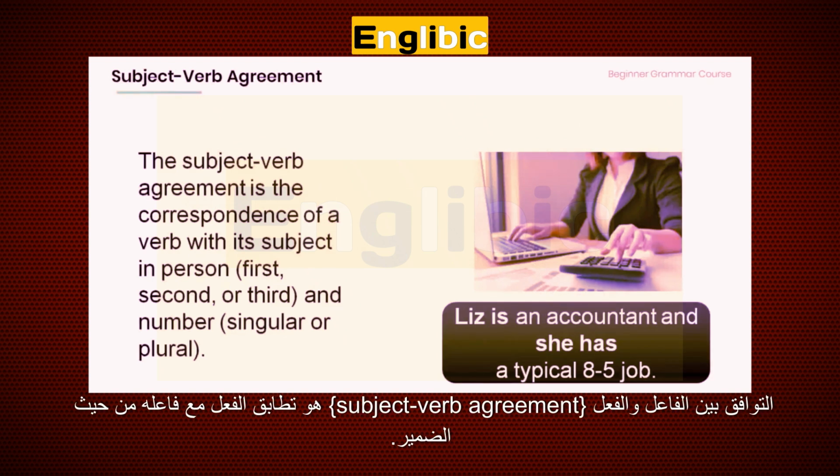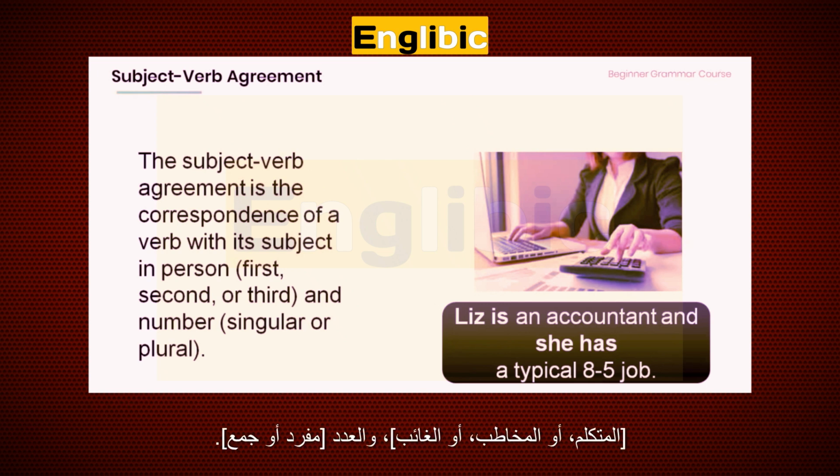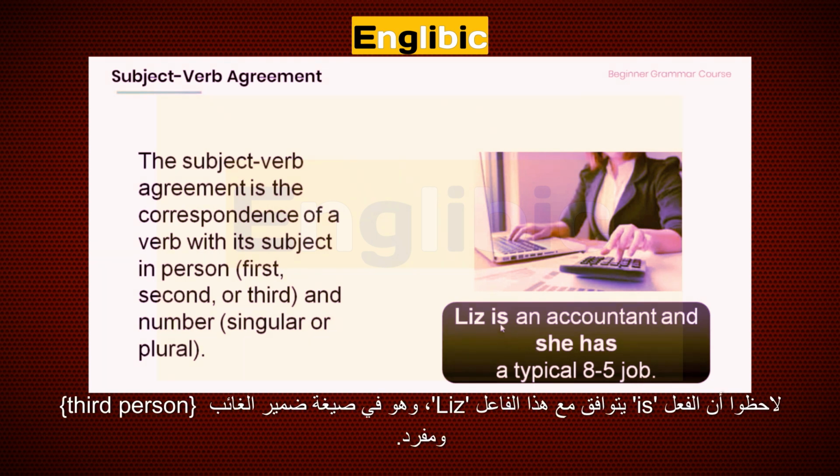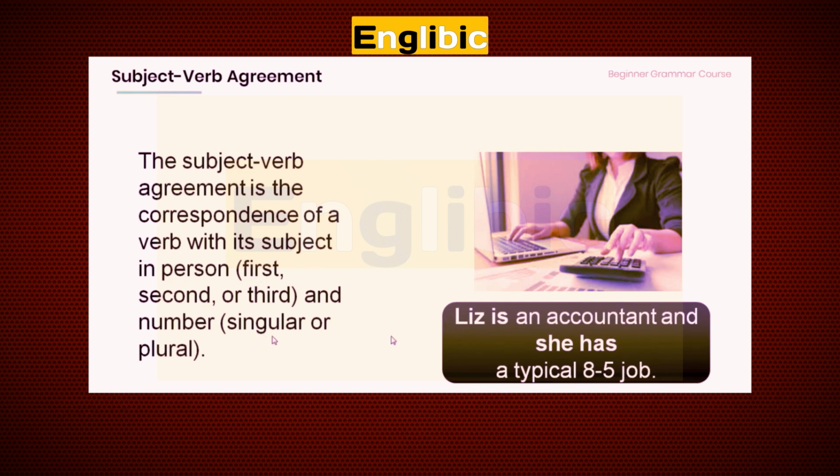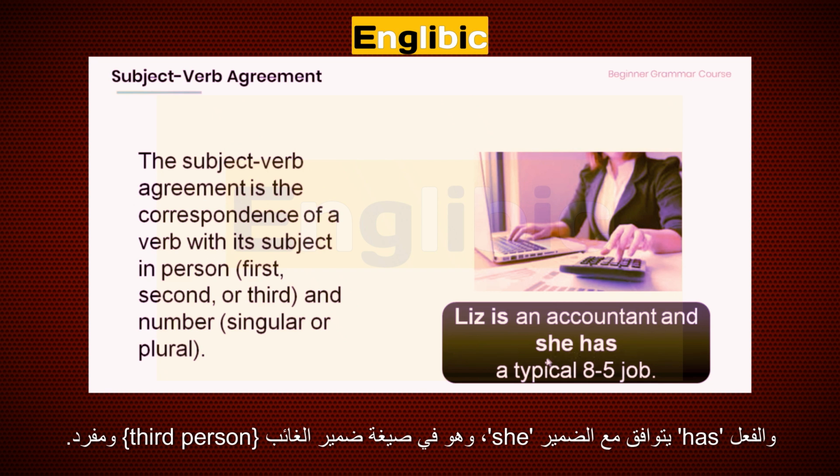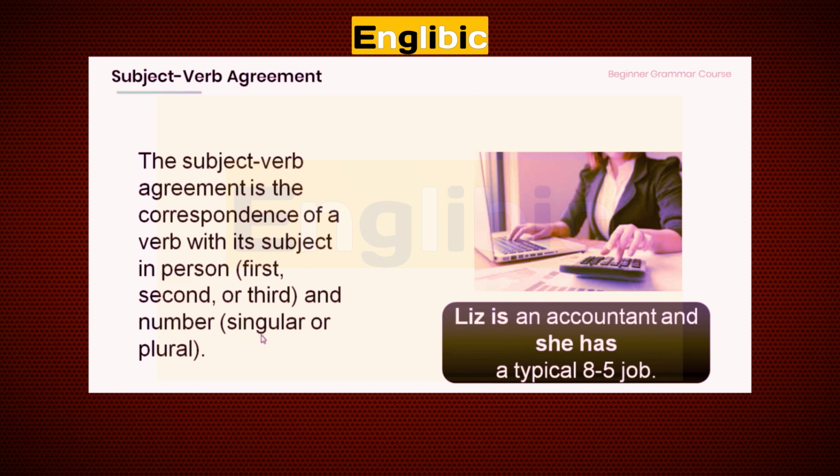The subject-verb agreement is the correspondence of a verb with its subject in person, first, second, or third, and number, singular or plural. Have a look at the example over here. Liz is an accountant and she has a typical 8-to-5 job. Note that the verb is corresponds with the subject Liz, which is in the third person and singular. And the verb has corresponds with the pronoun she, which is in the third person and singular.